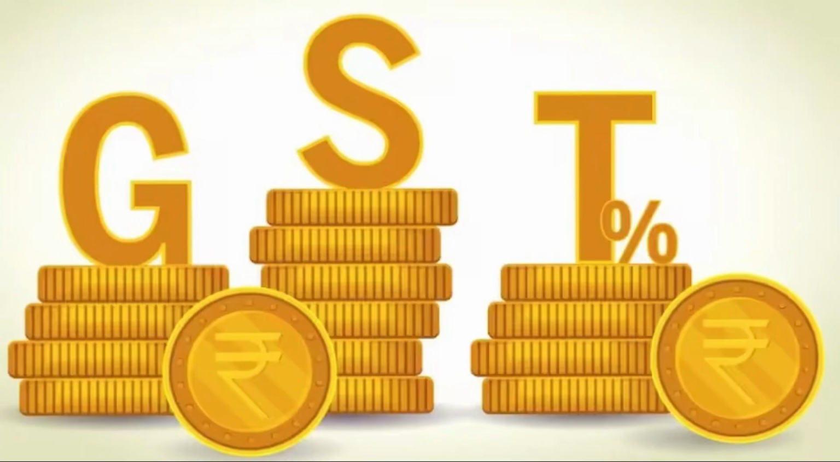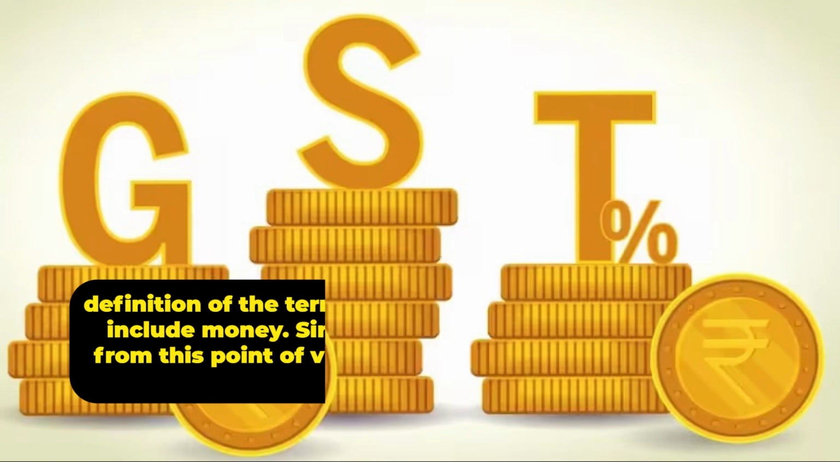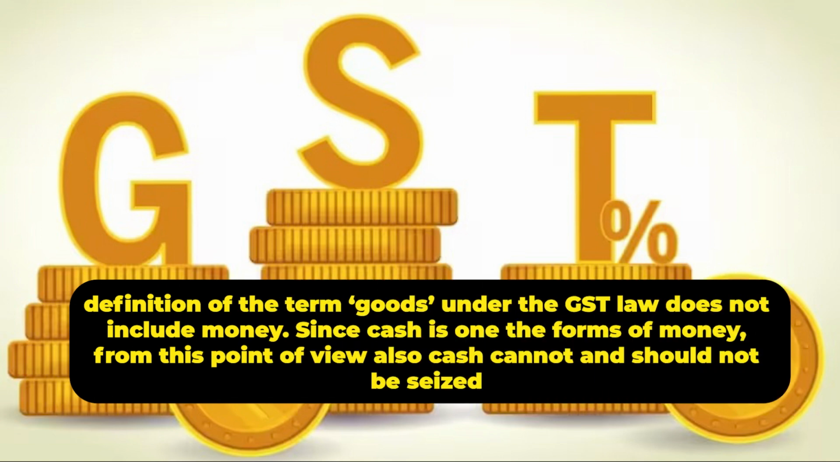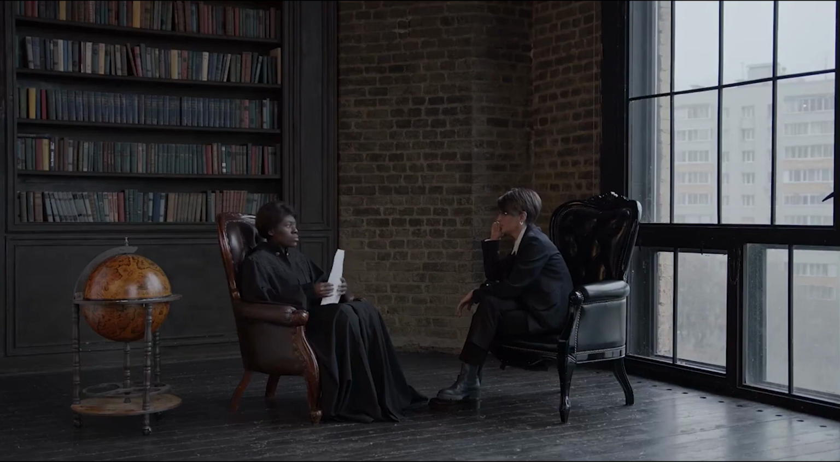From the legal point of view, it can also be argued that the definition of the term goods under the GST law does not include money. Since cash is one of the forms of money, from this point of view also cash cannot and should not be seized. So we have seen a number of judgments after the decision in Kanishk Matta's case, and in those decisions it has been held that cash or currency cannot be seized. We have also noted that in Shabu George's case, the SLP against the Honorable Kerala High Court judgment has been dismissed by the Honorable Supreme Court.